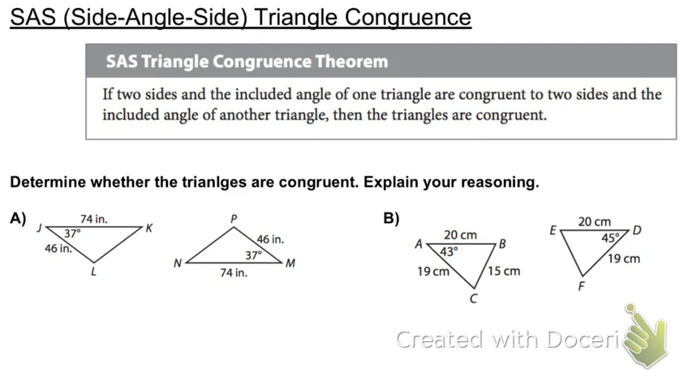If two sides and the included angle of one triangle are congruent to two sides and the included angle of another triangle, then the triangles are congruent. So the angle we're talking about here has to be between the two congruent sides we're talking about of each triangle. That's why it's included, it's between them.